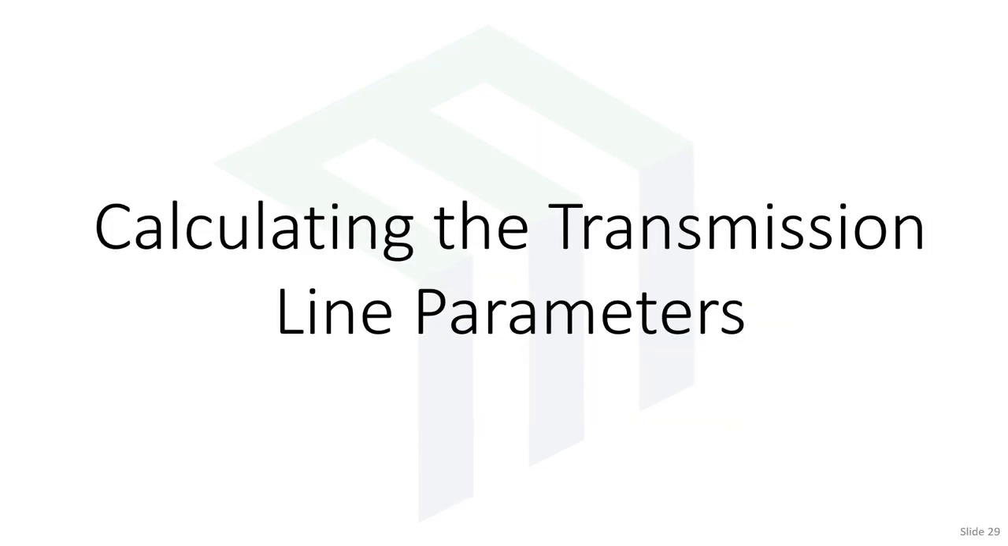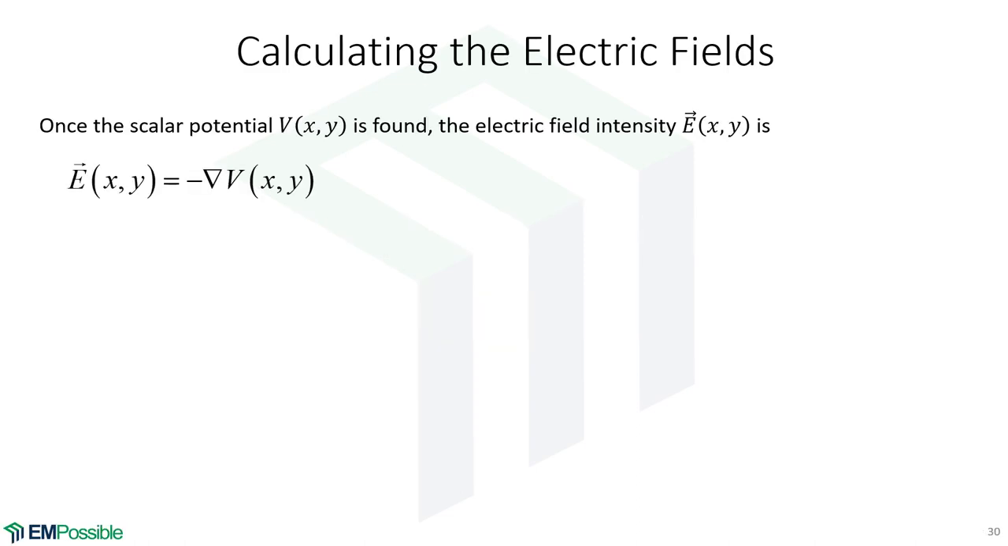Okay, so we have solved the electric potential. How do we calculate the transmission line parameters given that electric potential? All of this is really considered post-processing. Essentially, the problem is done. We're post-processing this electric potential to figure out all the transmission line parameters. So the first thing is calculate the electric fields. Well, we know that the electric field intensity E is the negative gradient of the electric potential. This is the thing we just calculated. So we'll calculate the negative gradient and we have E.